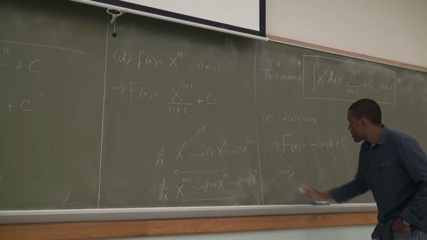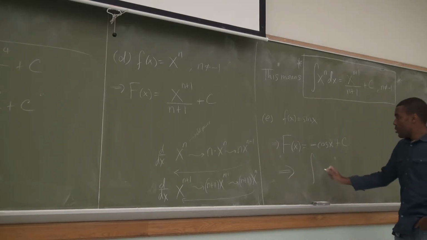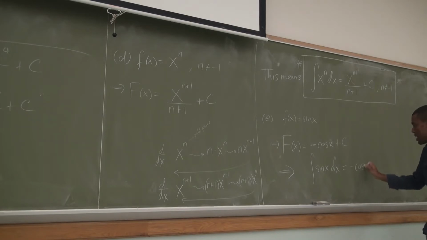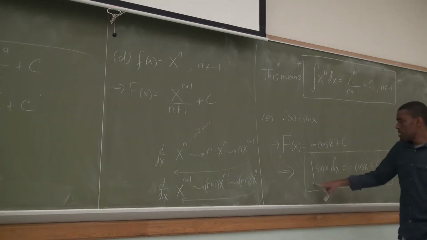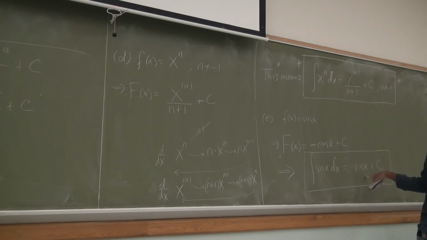Do we have to memorize these all over again? Yes, you're going to have to memorize these all over again. So this says the integral of sine x dx is equal to minus cosine x plus c. For now, just remember how you took the derivative and try to reverse the process. The integral means antiderivative. The general antiderivative of sine x is this function.